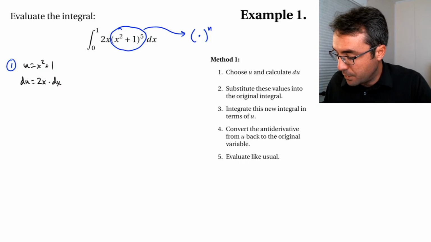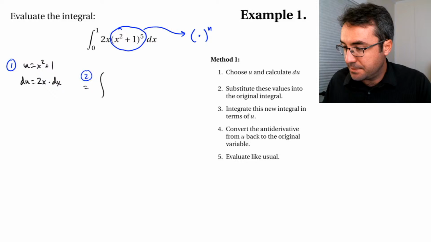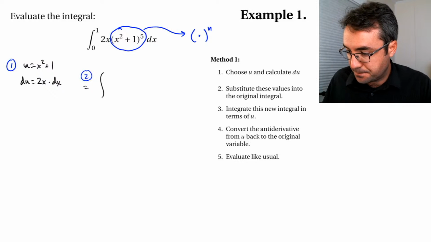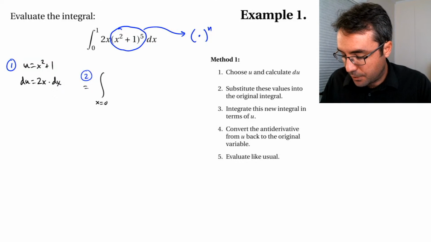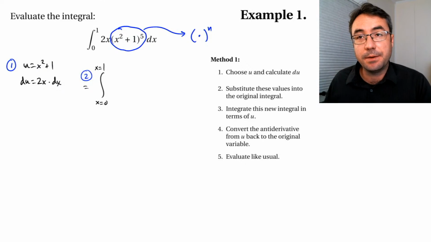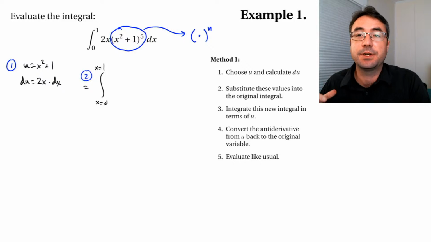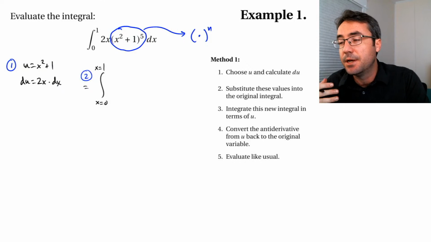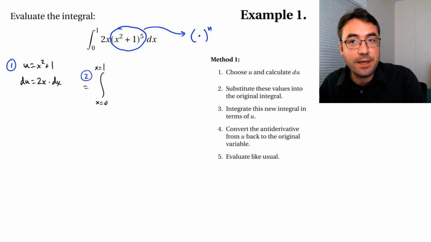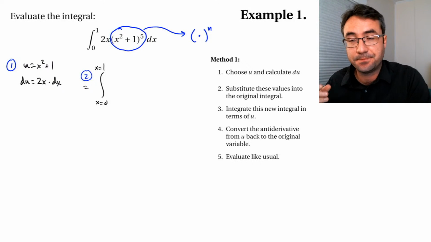Second step, we want to plug everything in. And as we go through this, I'm going to write my limits of integration as x equals 0 and x equals 1, just to remind myself that I'm not changing them. So I'm going to leave those limits of integration in terms of x. So just to remind myself, I'm going to write them not as just 0 and 1. I'm going to write them as x equals 0 and x equals 1.